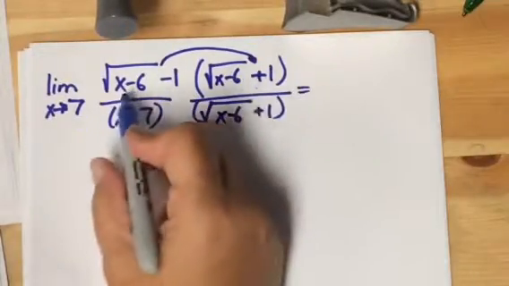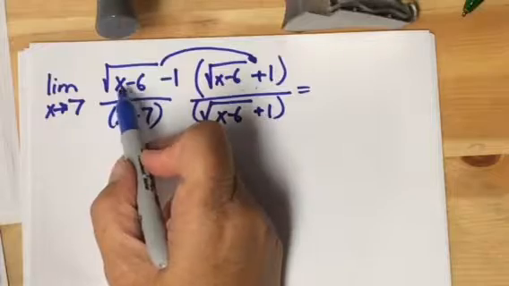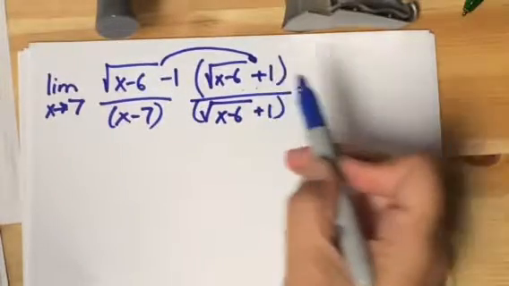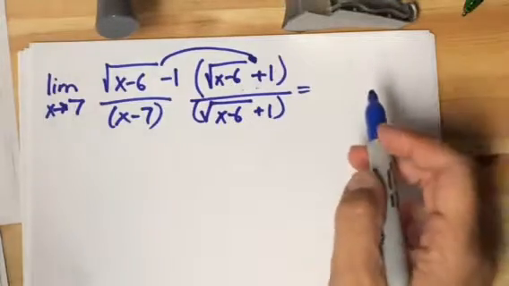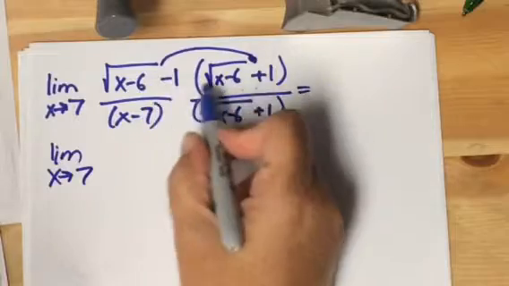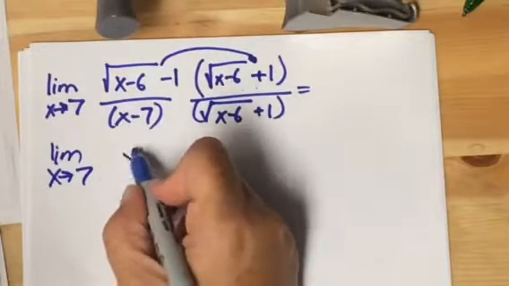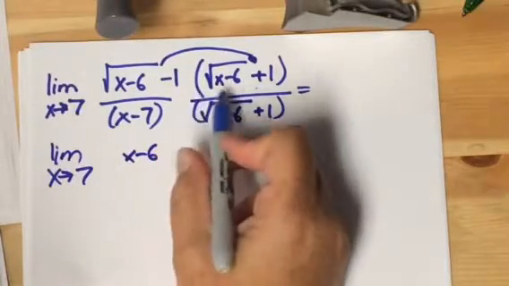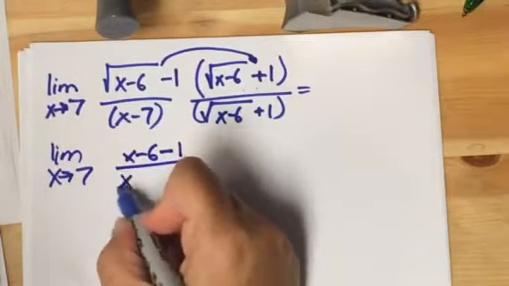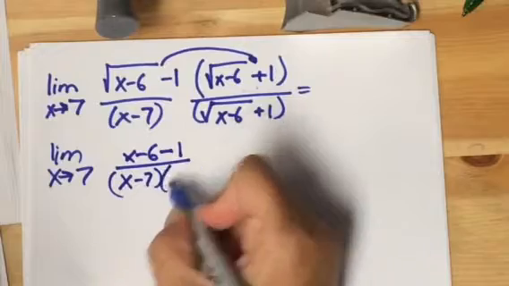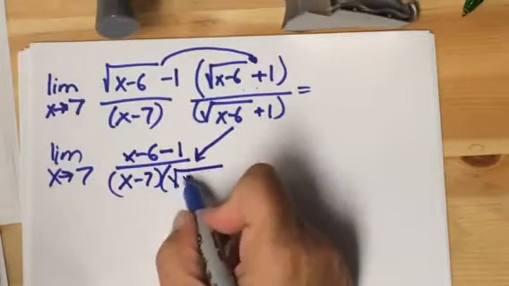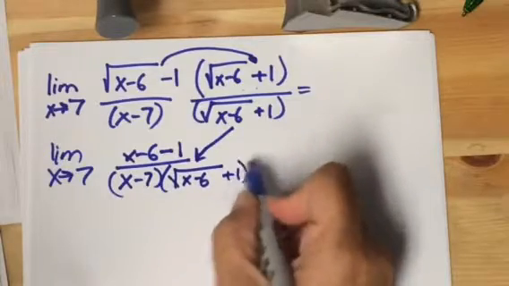The reason we do this is when you have (a minus b) times (a plus b), the answer is a squared minus b squared. So what you get is the limit as x approaches 7, and a squared would just be x minus 6. 1 squared is 1, and it has to be a negative. And then on the bottom we have x minus 7, and we still have this because it didn't cancel. x minus 6 plus 1.